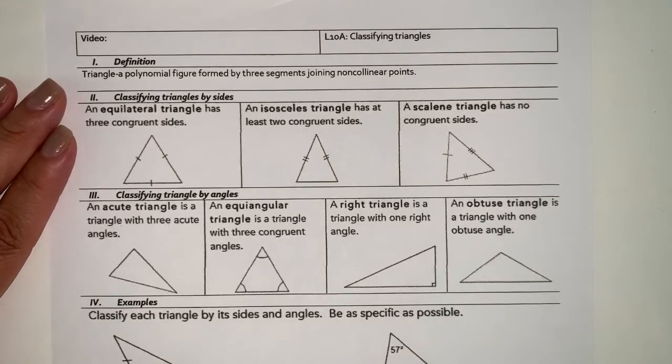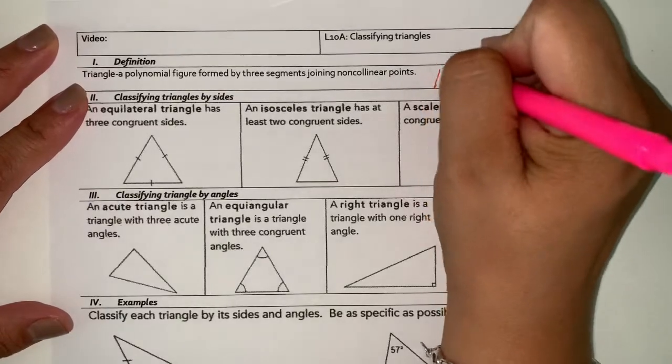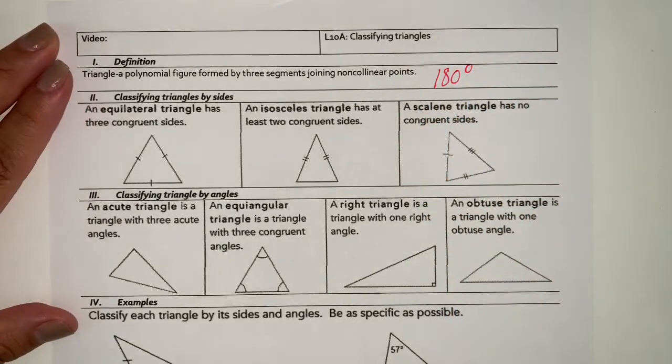Hi, we're going to be looking at classifying triangles. The first is the definition. A triangle is a polygon formed by three segments joining non-collinear points. And that's also saying that the angles of a triangle sum to 180 degrees.